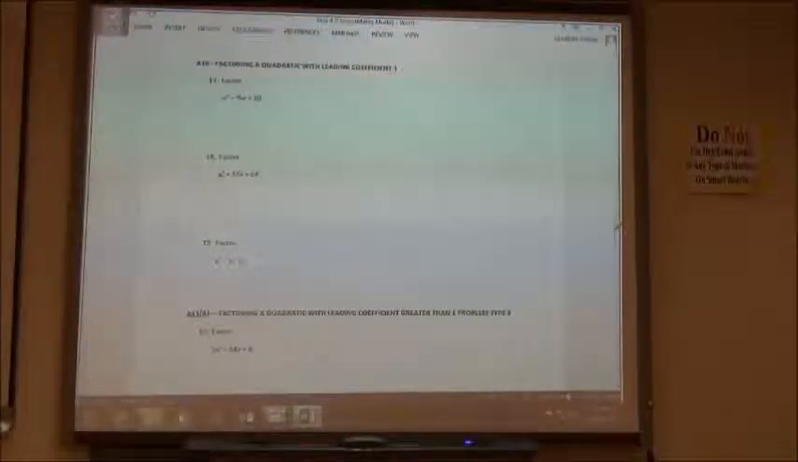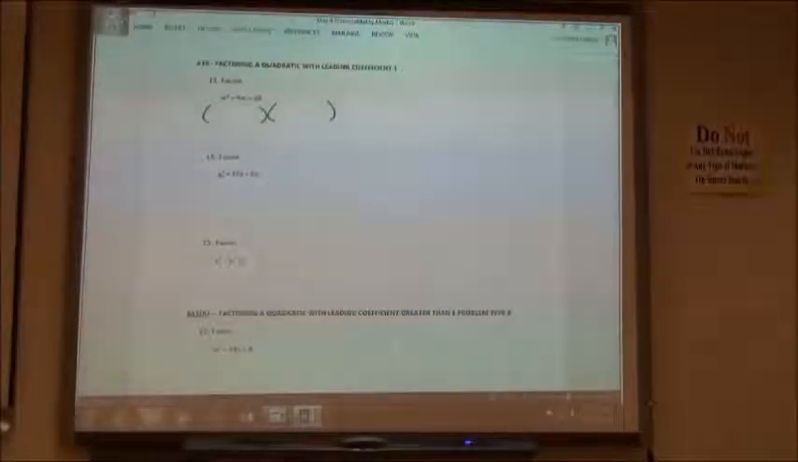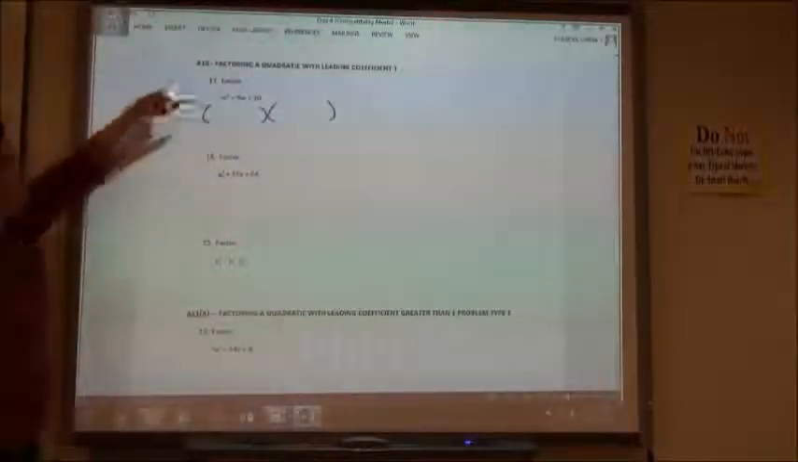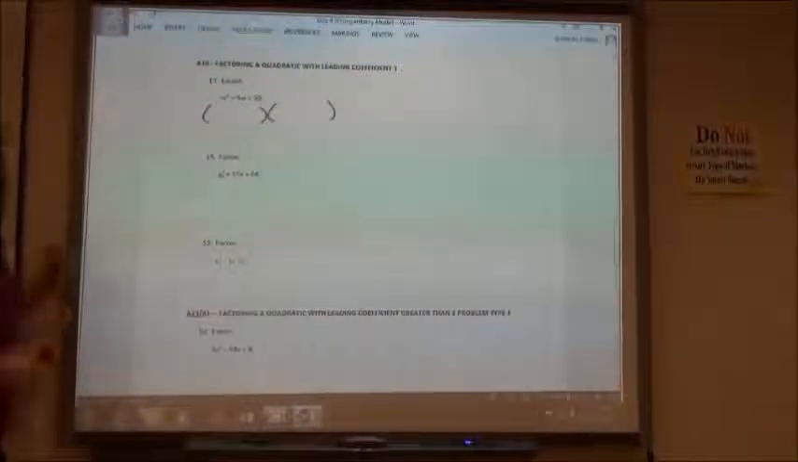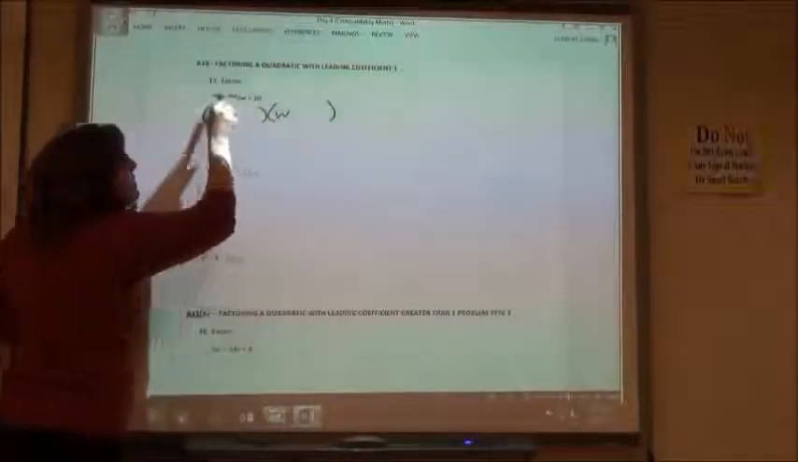When I look at that and it tells me to factor and I have 3 terms, it almost always came from FOILing something out, where I had my 2 sets of parentheses. So when I factor that, I start with factoring my leading term. My leading term is a w squared. I had to take a w times a w. W times w is w squared.